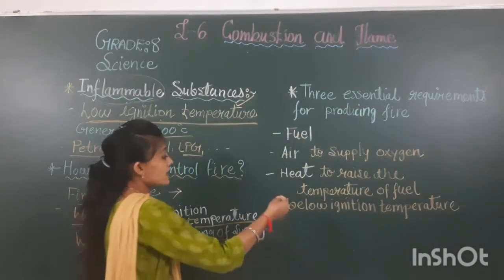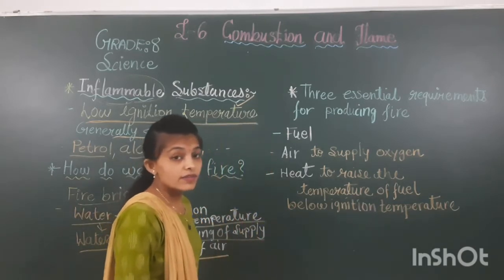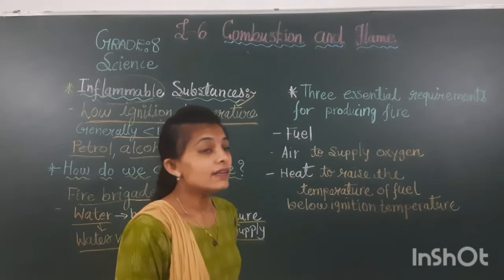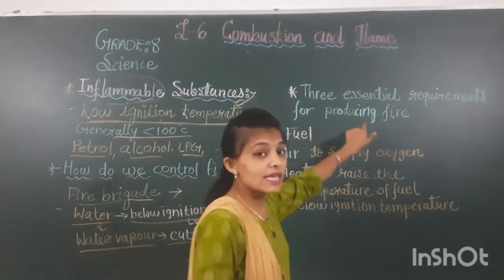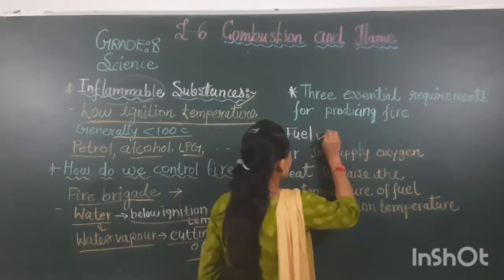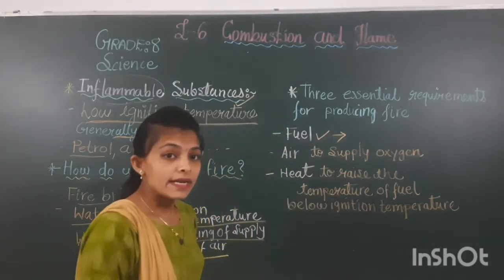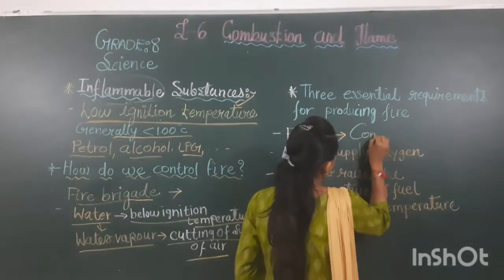The next topic is three essential requirements for producing fire. Which three things help in producing fire? First is fuel. I told you before also, many types of fuel are combustible material.